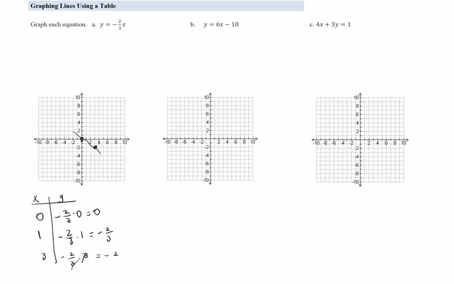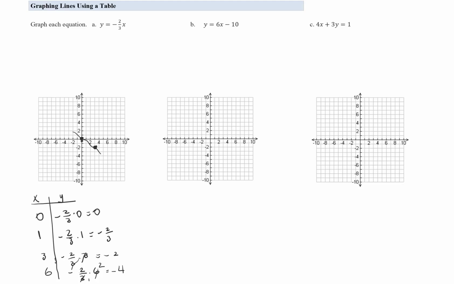Now, if you want to make sure you have the right line, you can do extra points and see if the extra point falls on the same line. For example, the next convenient point for me will be 6, because I will say negative 2/3 times 6, and you see, I'm taking multiples of 3. 3 is in the denominator. And you see how 3 goes into itself once, into 6 goes twice. Negative 2 times 2 gives me negative 4. So again, I got a nice whole number.